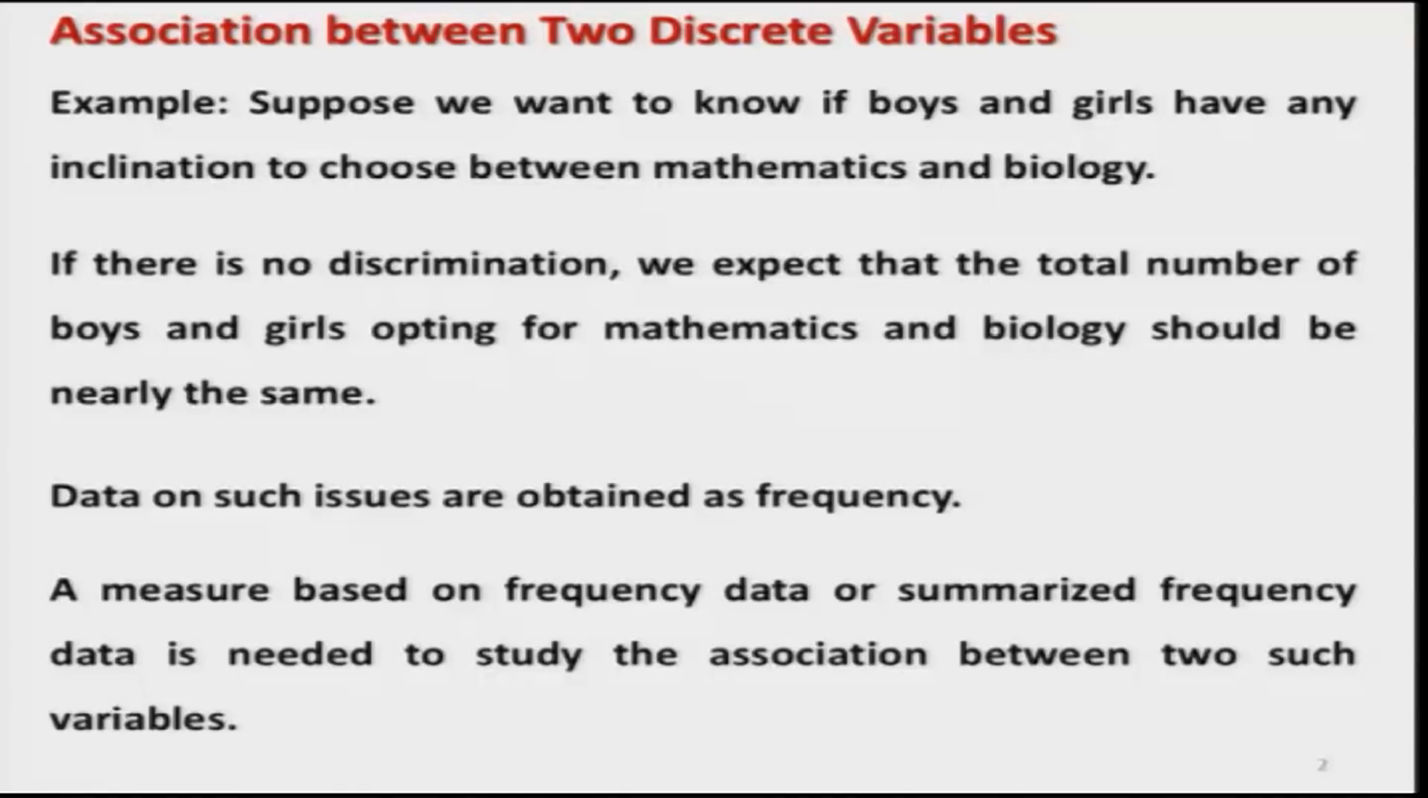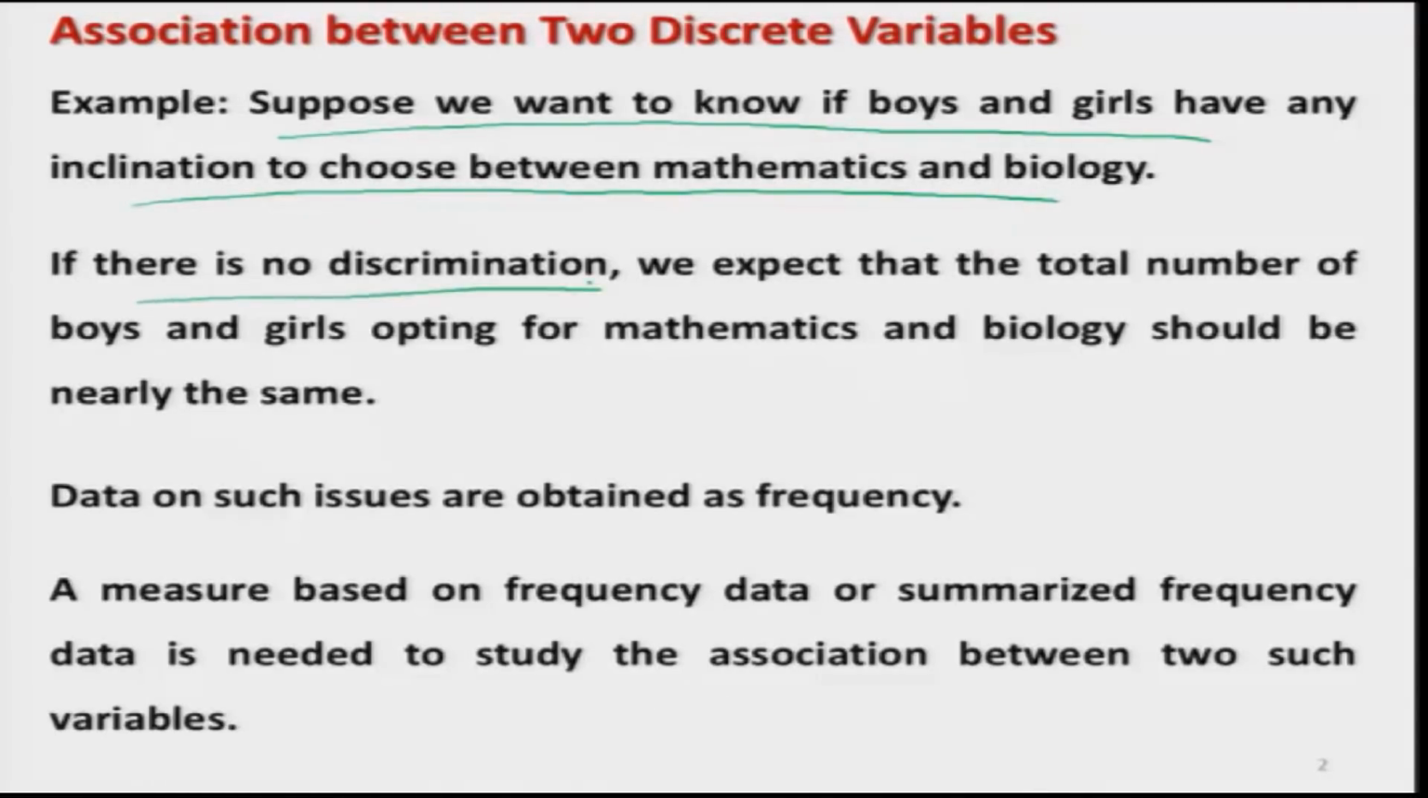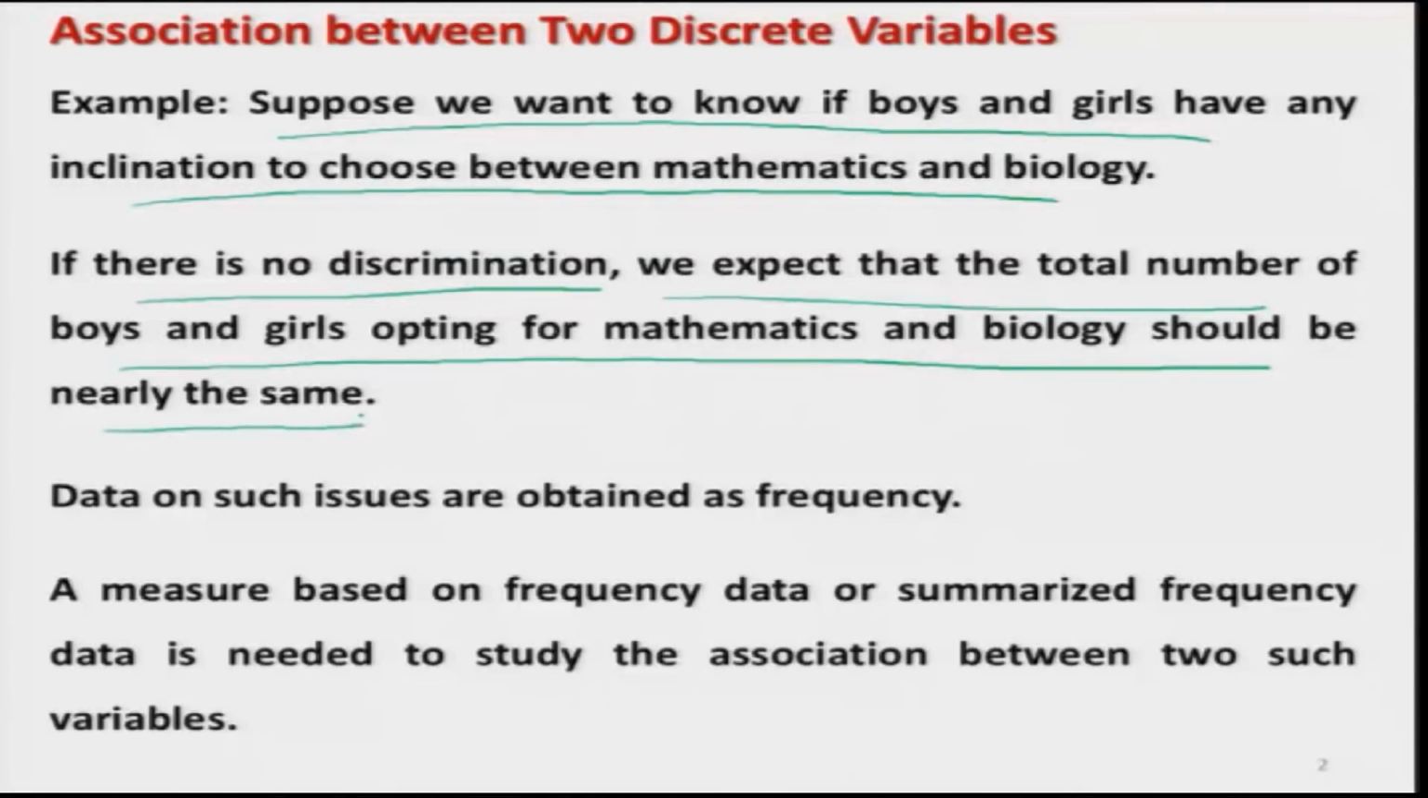So, what are we going to do here? Let us take this simple example: suppose we want to know if boys and girls in a college have an inclination to choose between mathematics and biology. Obviously, as we said, if there is no discrimination between the two subjects, then we expect that the total number of boys and girls opting for mathematics and biology should be nearly the same. And now we have to collect the data to make a conclusion on such an opinion.